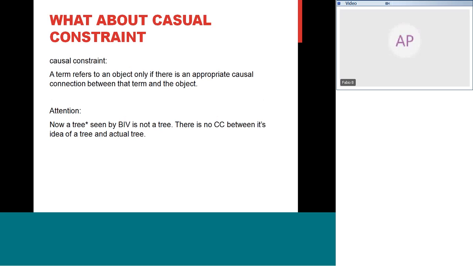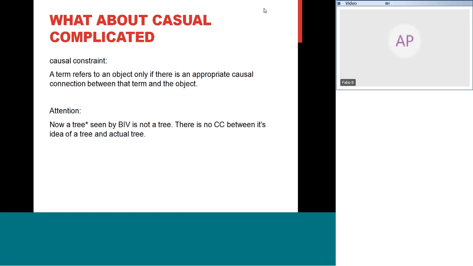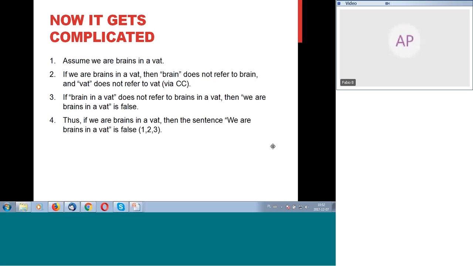So the causal constraint is that a term refers to an object only if there is an appropriate causal connection between that term and the object. Okay, that's complicated because, as you can see, in the sentence we are brains in a vat, nothing is true. Any word or concept represented by this word does not have a correspondent in reality. Brain isn't corresponding with brain, etc. It's getting complicated because any statement about brain in a vat isn't relating to the brain in a vat. It can't relate to anything else, but certainly not to the brain in a vat, more specifically to a state of being the brain in a vat.